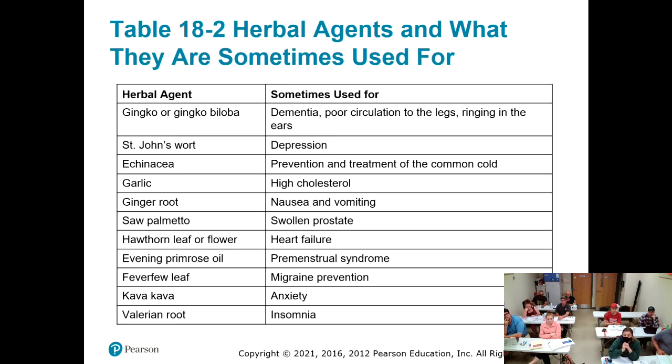So they threw this in here, some vitamins and herbal agents that patients take. This is what they're used for. Some common ones you might see: garlic is used for high cholesterol, ginger root for nausea and vomiting. I haven't really seen any of these other ones. Some drugs work, and some of our drugs are actually derived from plants. So, just a good thing to see.